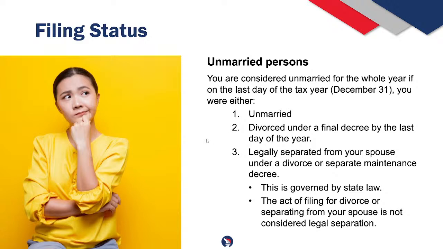So, on these filing statuses, first and foremost, we have our unmarried persons. You're considered unmarried for the whole year if, on the last day of the tax year, December 31st, you were either unmarried, divorced under a final decree by the last day of the year, or legally separated from your spouse under a divorce or separate maintenance decree. This is governed by state law. The act of filing for divorce or separating from your spouse is not considered legal separation. If you just moved out, or if you just filed your paperwork and you haven't got everything all signed, you're still married, and you still have to file as a married person.